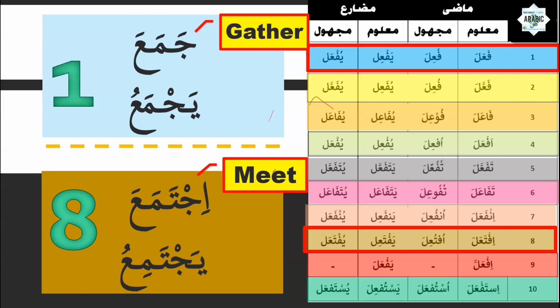In this video, we're going to cover the 8th verb pattern in the chart that we've been using in this series of Arabic roots and pattern system. The verbs we selected for today's videos are jama'a, which is form 1, and ijtama'a, which is form 8. The root that both of them share is jim, mim, ain.